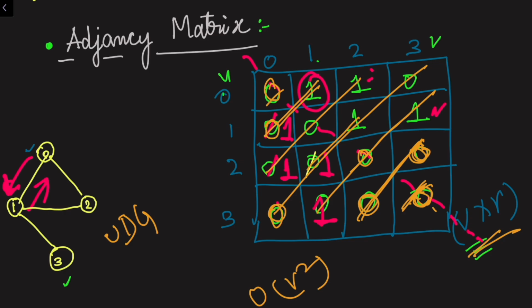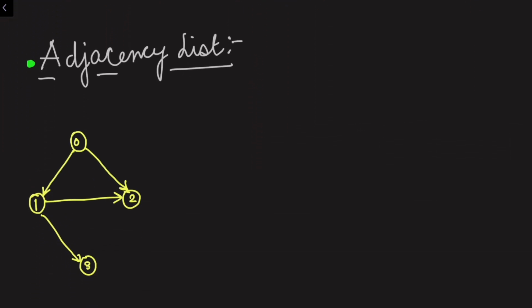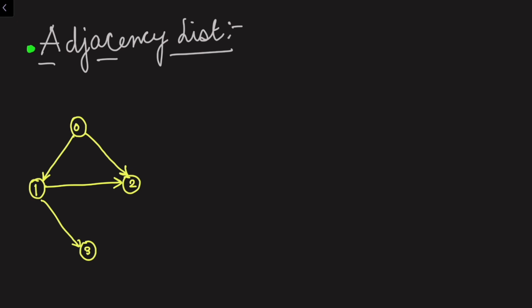So, in order not to waste that particular space, there is one more representation which is called adjacency list, and this is the one we are going to use to solve all our questions. Okay, so now what is adjacency list?